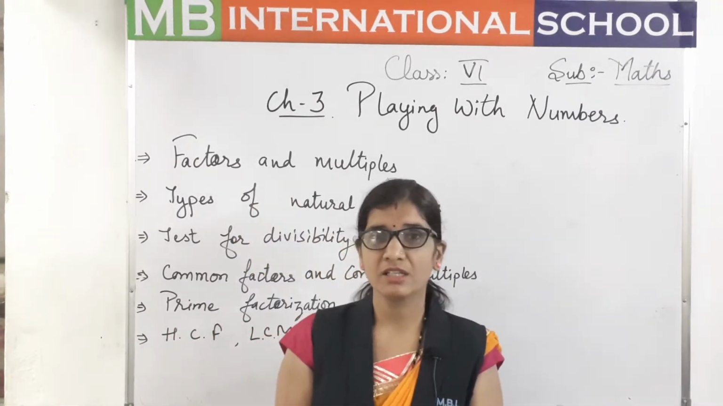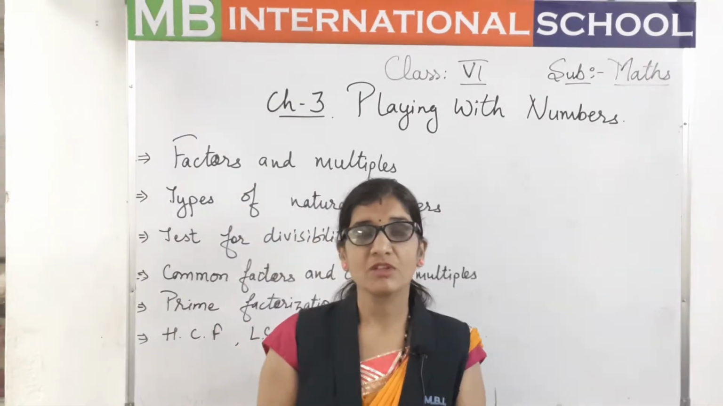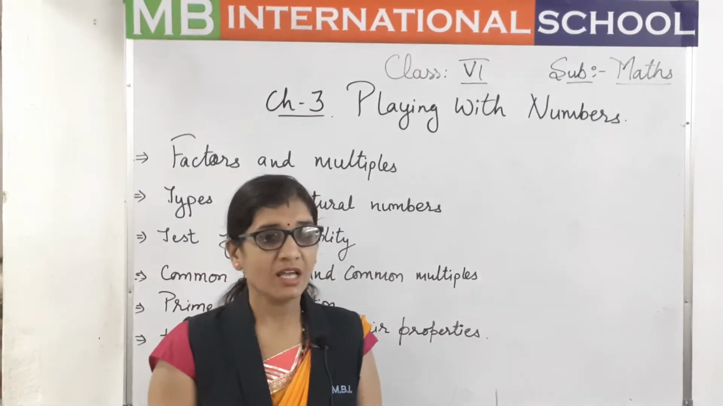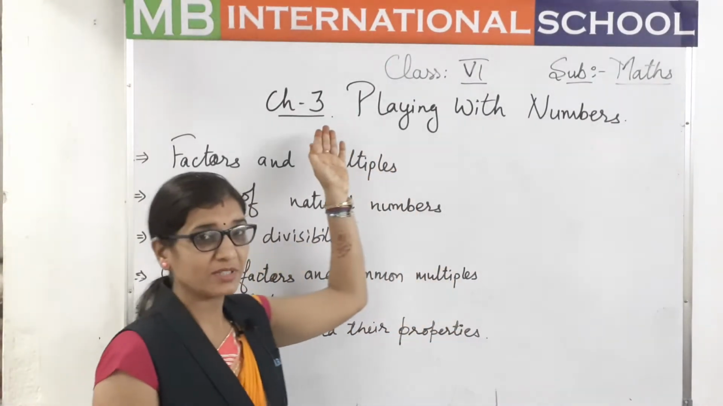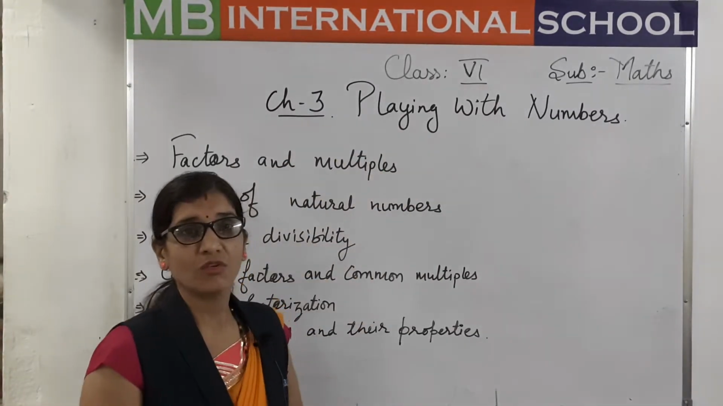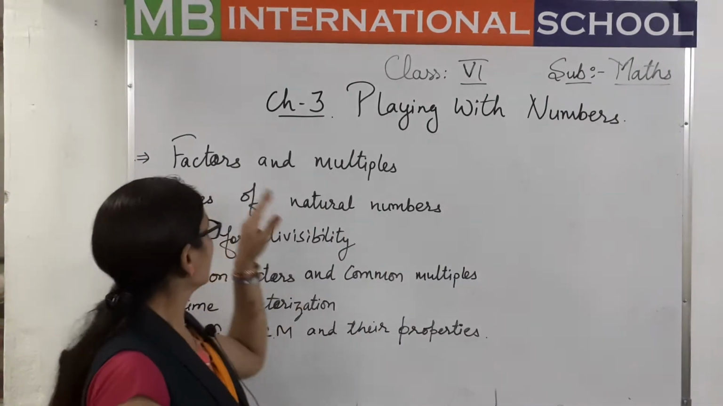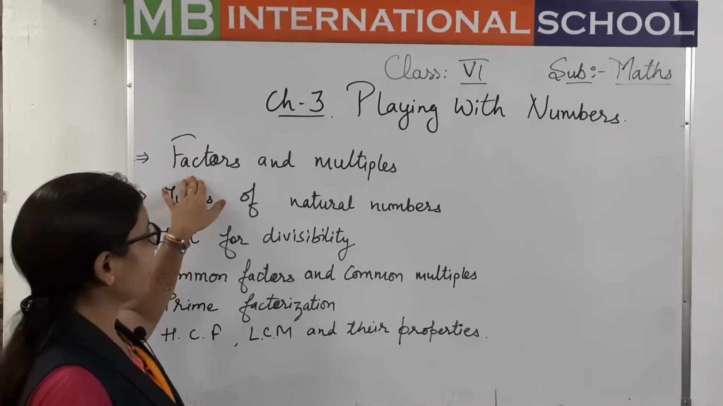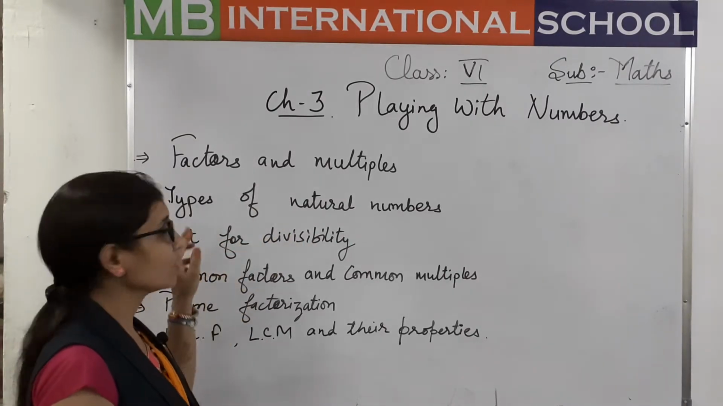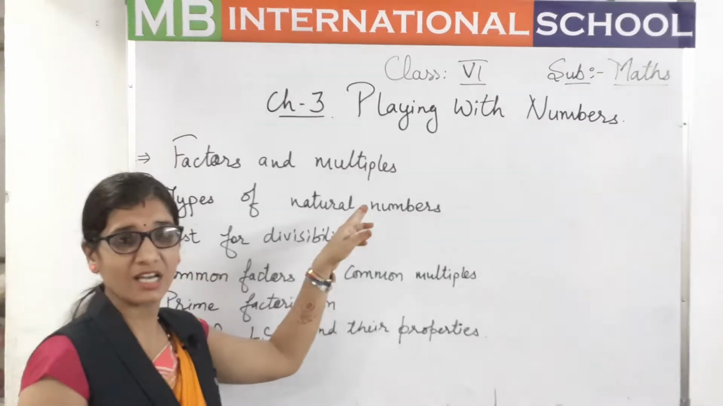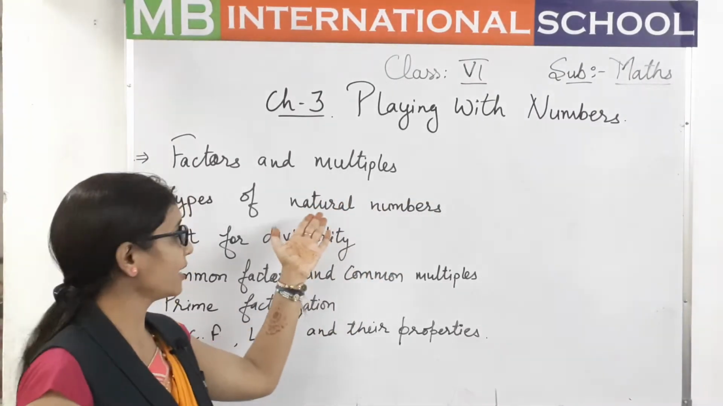Yes, children, in the previous chapter of mathematics, we have studied factors and multiples. And now in this chapter, chapter 3, Playing with Numbers, we are going to study more about numbers. Now we are going to study factors and their multiples, and types of natural numbers. As you already know which are the natural numbers, we are going to study more about that, types of natural numbers.